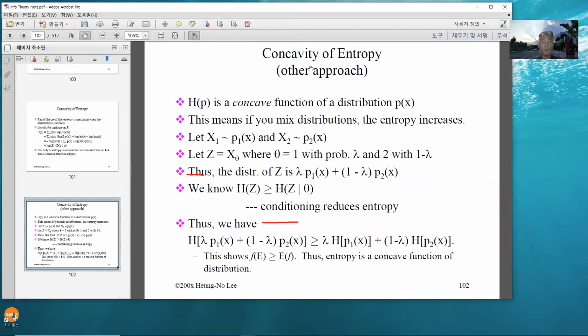Now, concavity of entropy, another approach. So basically, H(p) is a concave function of a distribution p(x). This means that if you mix distributions, the entropy increases. We can show this by playing with random variables. So let's let X1 be a random variable with the distribution p1(x), X2 with p2(x).